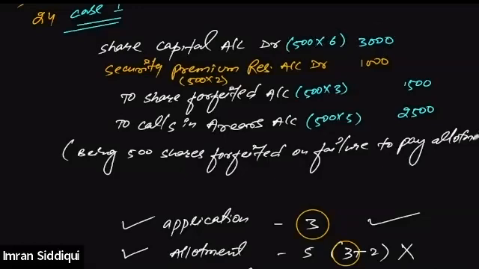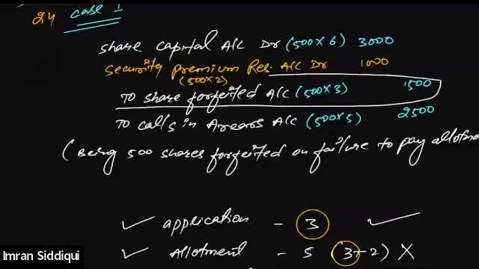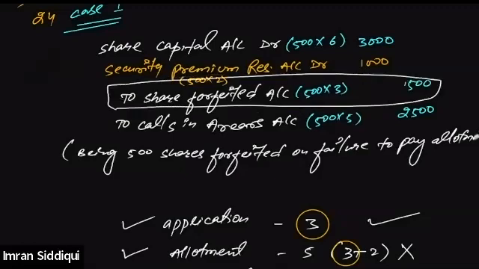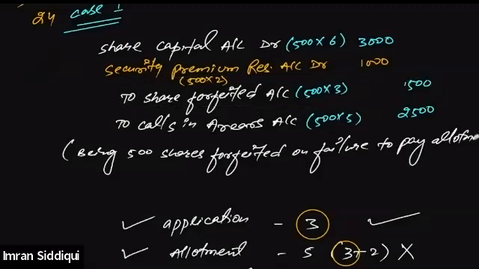Please confirm. If yes, this entry is clear: share capital account debit 500 into 6. Why are we multiplying it with 6? Because the called up value was 6 rupees only. Then we'll write down to share forfeited. Share forfeited account will be credited by the amount which is already received, excluding premium. Keep that in mind.